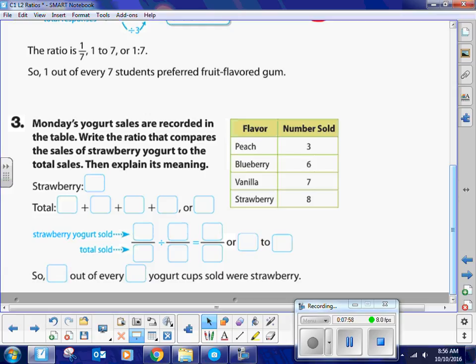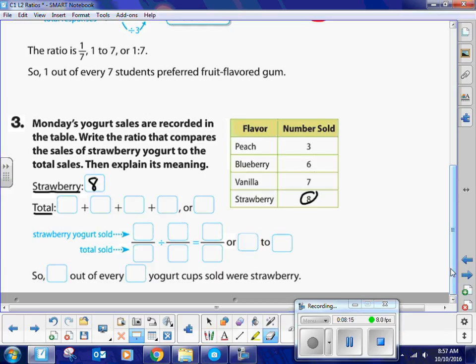Just look at one of them. I just look at the 8, and we notice that it has 8 in common. So we're going to divide both of them by 8, right? And then you come up with 1/3, or 1 to 3. So 1 out of every 3 yogurt cups sold was strawberry. That's what that tells us.